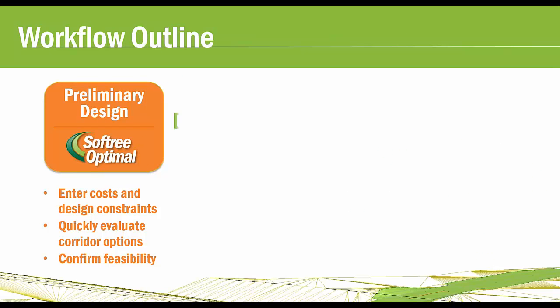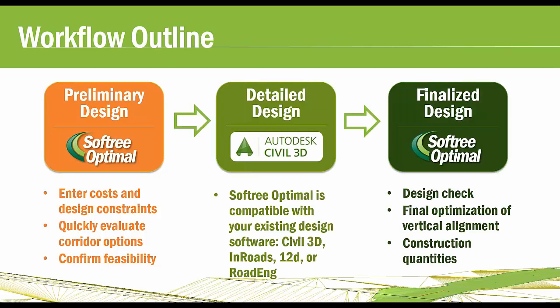Just a quick outline of the workflow using Softtree Optimal as a design tool. The ability to generate an optimal vertical alignment for a Civil 3D design has benefits both at the beginning and at the end of the design process. Softtree Optimal can be used for feasibility checking in the preliminary design stage. It can also be used as a means for quantitatively comparing multiple design variables at the preliminary design stage in order to determine the lowest cost options before getting into detailed design. An example of this would be comparing multiple horizontal alignment options based on cost before getting into detailed design.